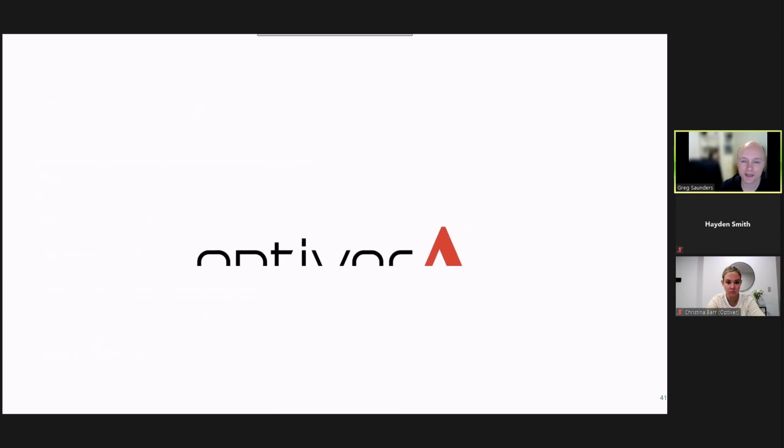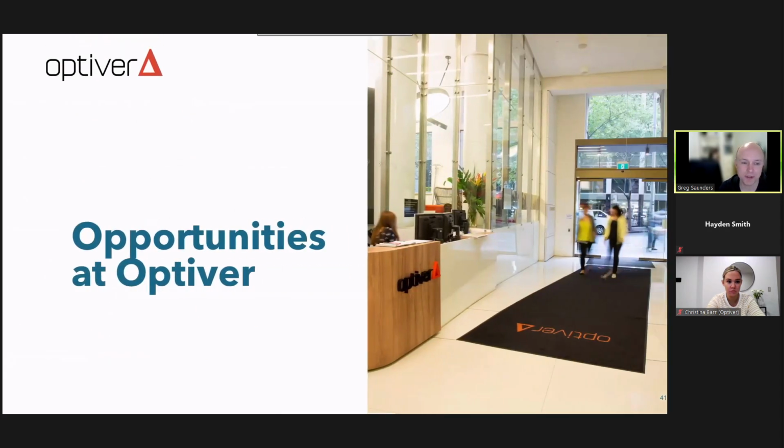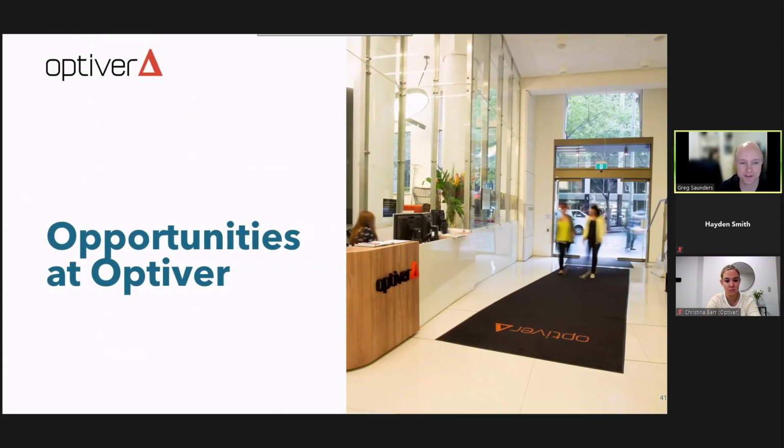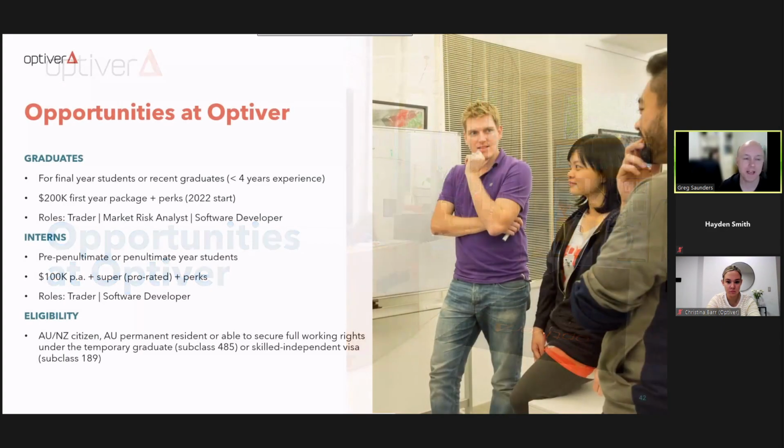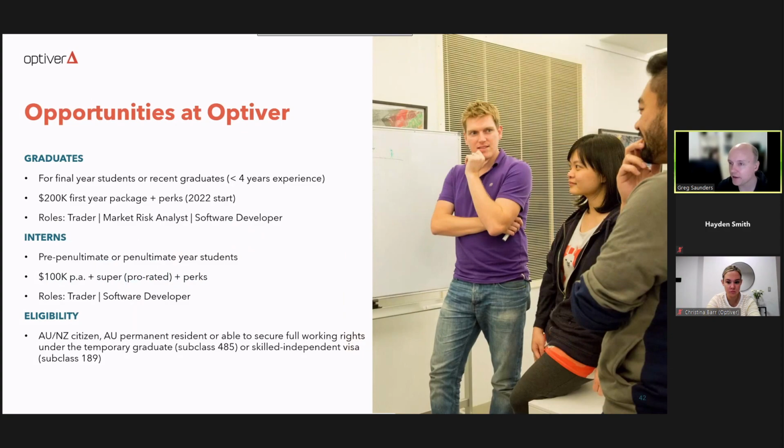So now what I'd like to talk a little bit about before I finish up and give you a chance to ask questions is some opportunities that are available at Optiver for software developers like yourselves. Basically we hire graduates and interns fresh out of university, or in terms of graduates, you can be anywhere up to 4 years of experience in industry and apply for one of our graduate roles.